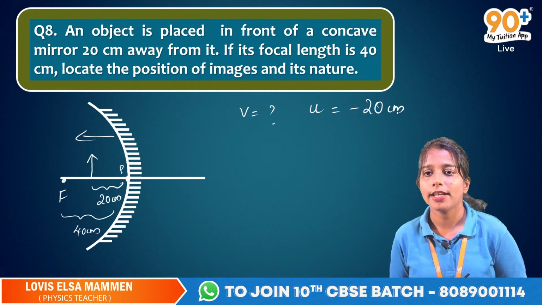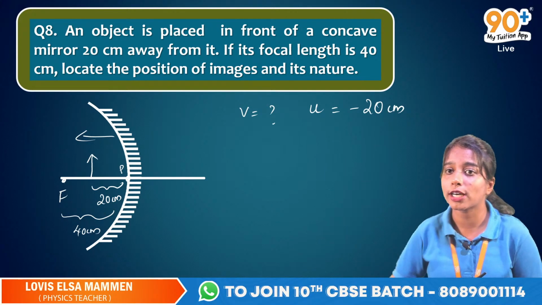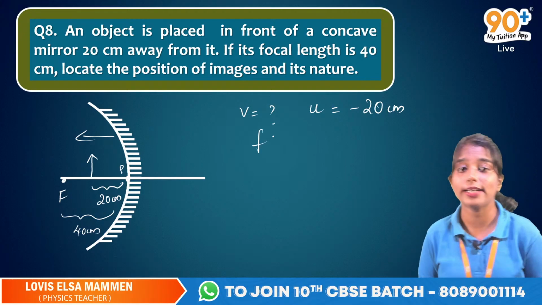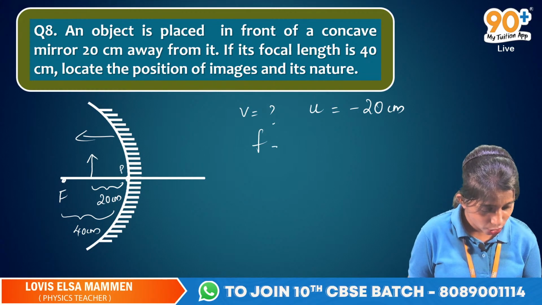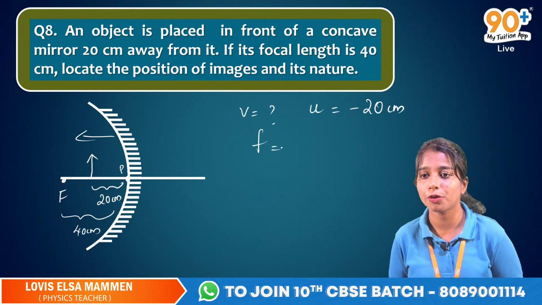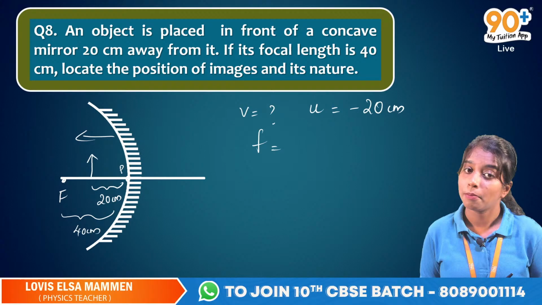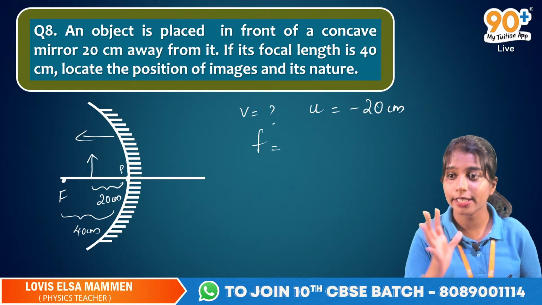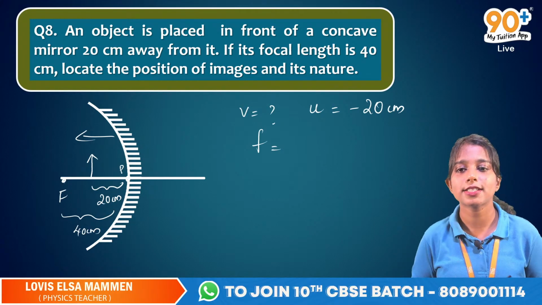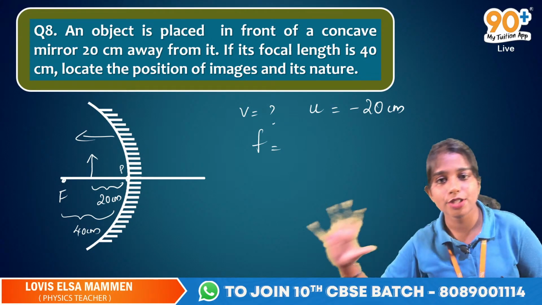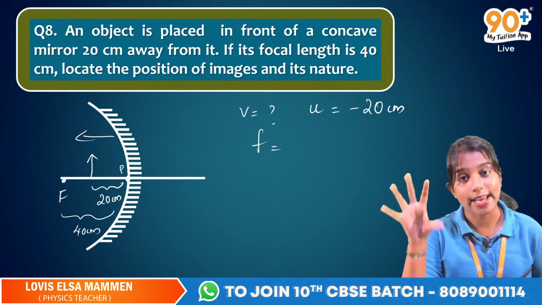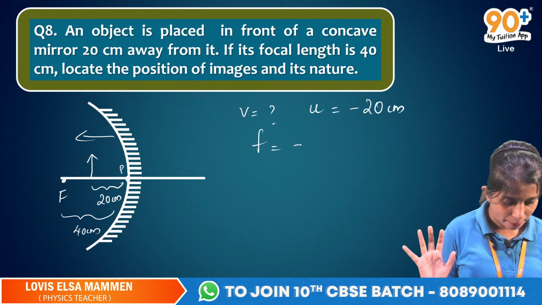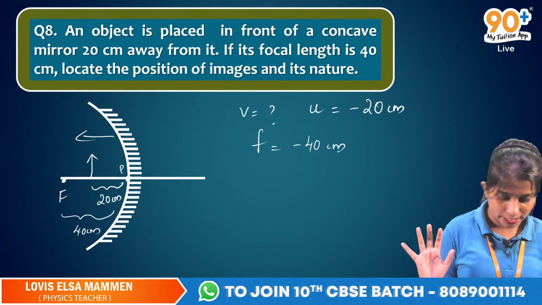Now one more data is given: the focal length, denoted as small f. f is 40 centimeter, but you can't directly write it as 40 centimeter. You need to apply the new Cartesian sign convention: to the left of the mirror, you assign a negative sign. The focus is to the left, so obviously f is -40 centimeter.